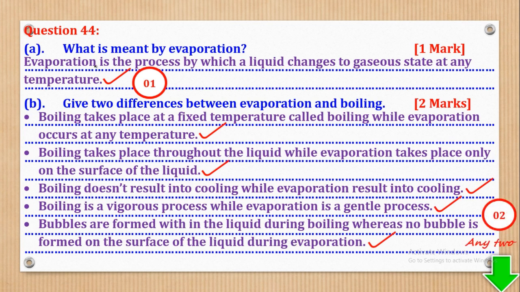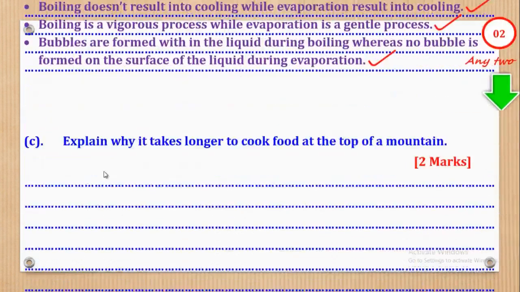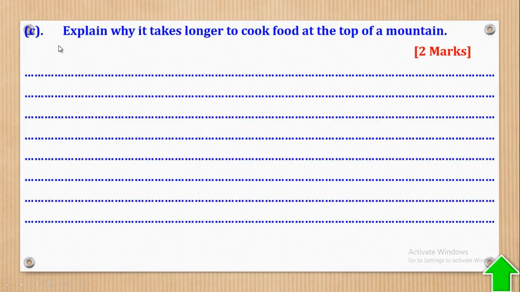So here 1 mark for this definition of evaporation, and here any two differences you get yourself these 2 marks. So part C, explain why it takes longer to cook food at the top of a mountain.